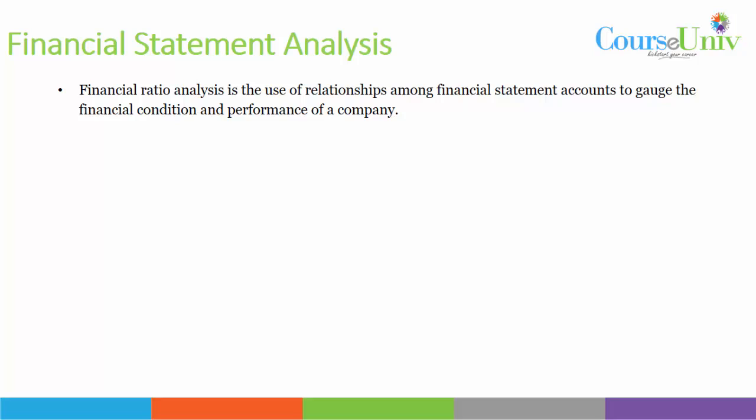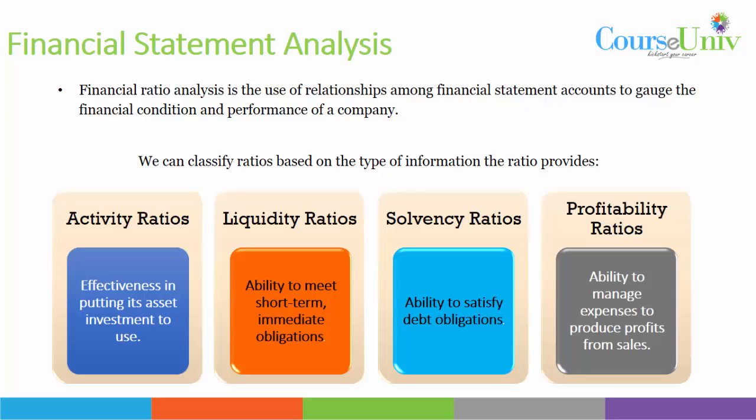Financial ratio analysis is the use of relationships among financial statement accounts to gauge the financial condition and performance of the company. Various important items are included in the financial statement analysis, and as a result we understand how the company is performing. We classify the ratios by the type of information the ratio provides.